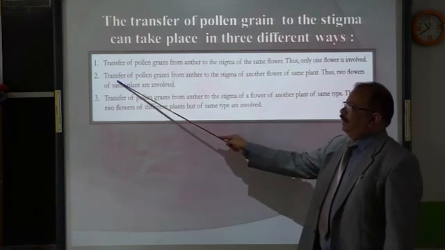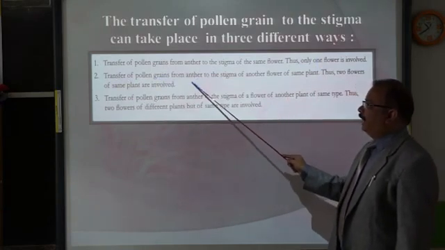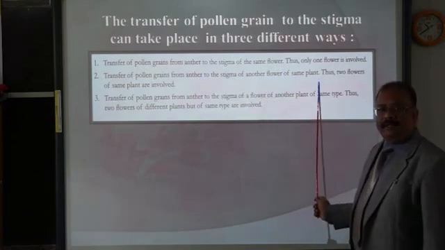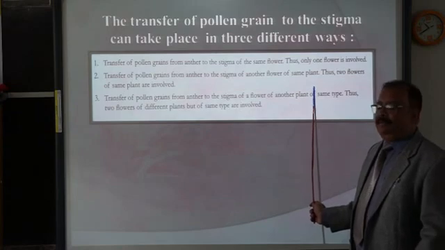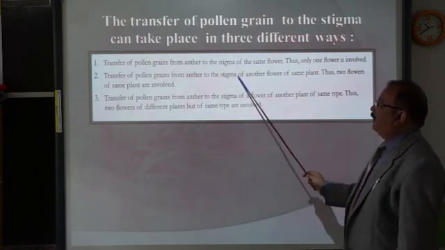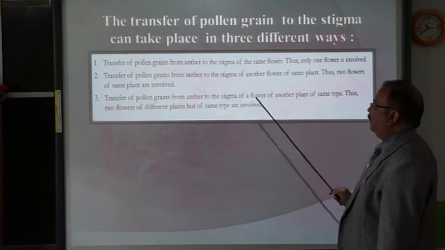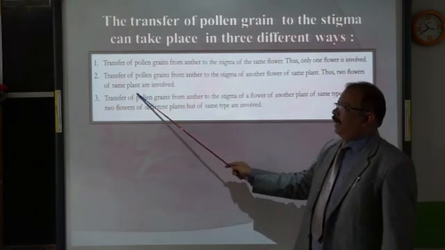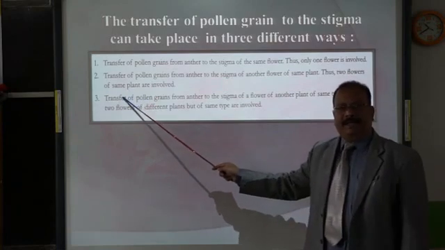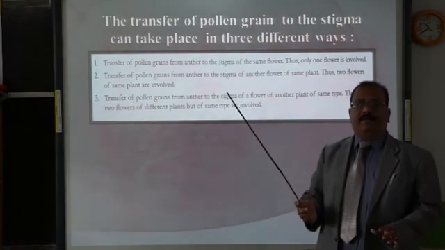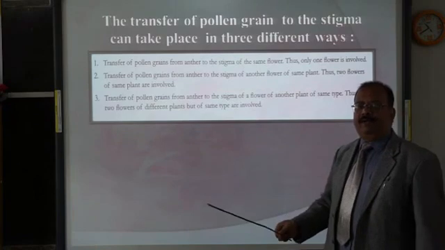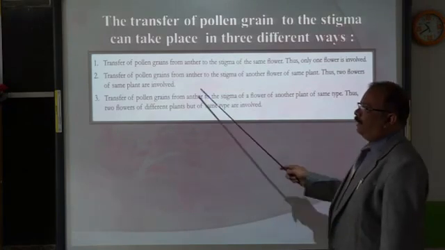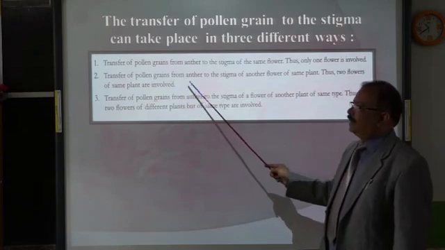Next one, the transfer of pollen grains from the anther to the stigma of another flower but of the same plant. In one plant only, from one flower to another, from anther to stigma, this transfer takes place. Now here, 2 flowers are involved but of the same plant. That means in one plant, many flowers are there, so one flower to another, from anther to the stigma of another flower but in the same plant. This is the second way.